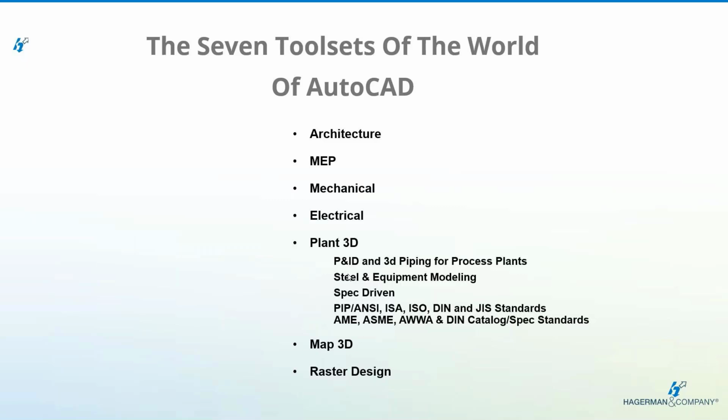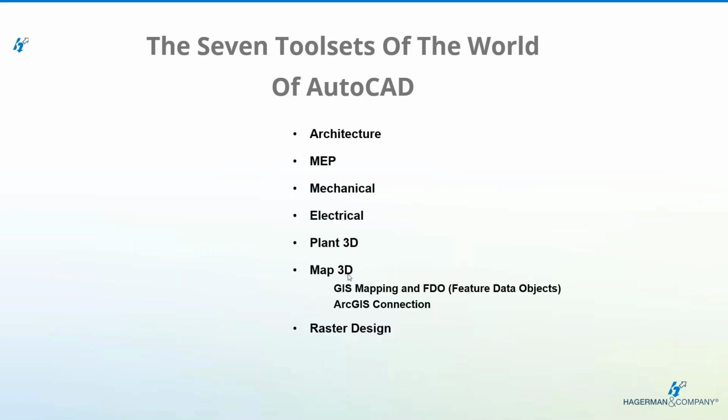It's spec driven. That means it has a lot of specs and catalogs that come with it, both imperial and metric, and it has all your fittings, valves, fasteners, instrumentation, pipe supports, and a bunch of stuff other than that comes with it out of the box for you to create your specs in order to do your piping drawings. Different standards are the PIP, which is basically ANSI, ISA, ISO, DIN, and JIS, and it also has in the catalog ASME, AWWA, and other specs or standards that you see on your screen. But that's Plant 3D.